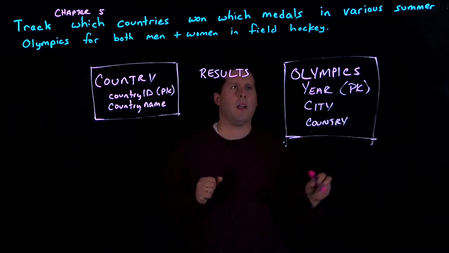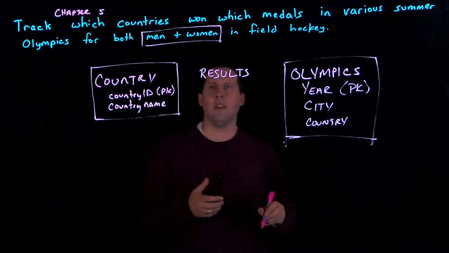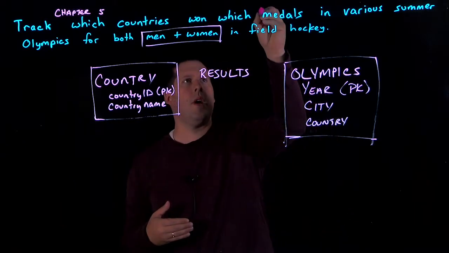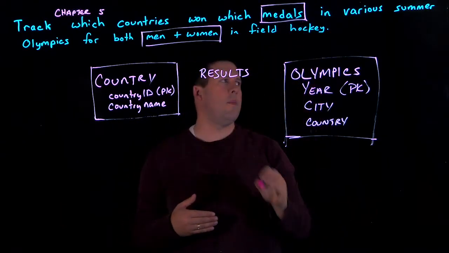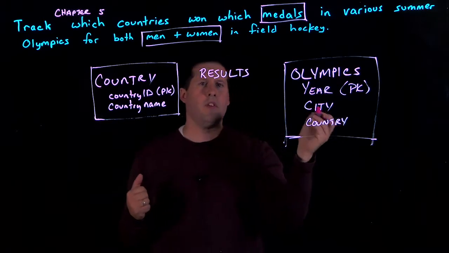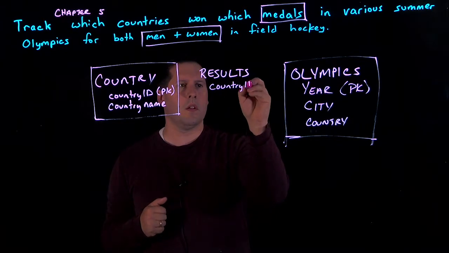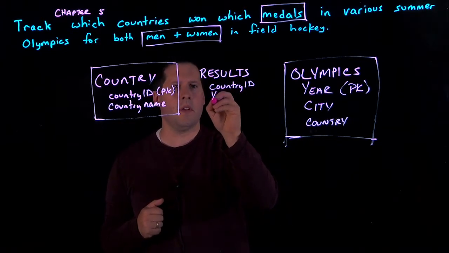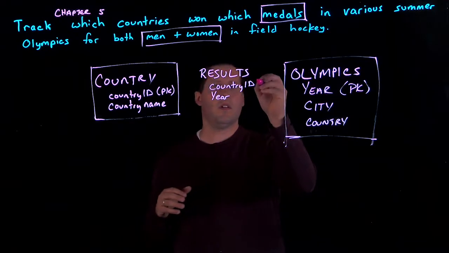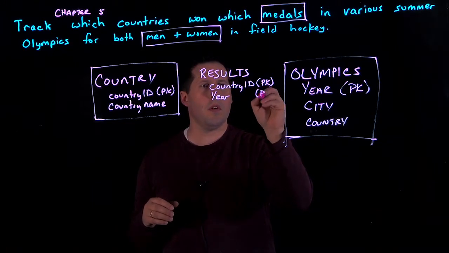And from there, we need to keep track of both men and women. So that's going to tell me a piece of information that I need to know in the results. I need to know the results if it's a men's event or a women's event. And I also need to keep track of the medals. So how is this going to work? Well, first thing I'm actually going to do for the results is I'm going to put the country ID in, and I'm going to put the year in. And together, right now, those two things make up the primary key, but there may be more.